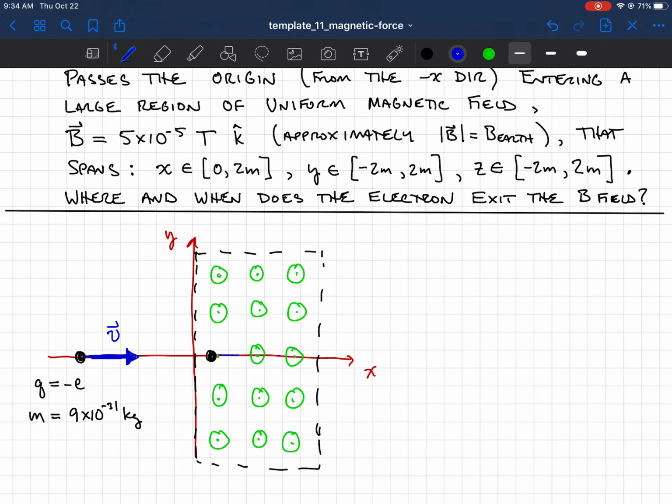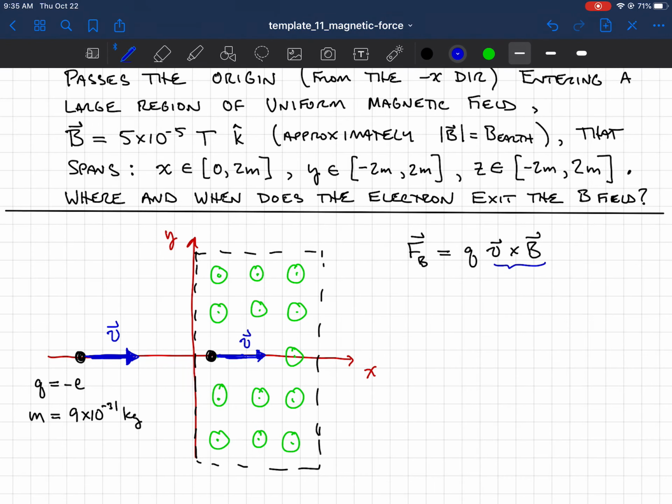I'll erase the magnetic field vector there. So it has some velocity vector pointing to the right, and it's within a magnetic field that points out of the page. So here's our V, and our B is pointing out of the page. So let's determine what's the force on the electron. So remember, FB is equal to QV cross B.